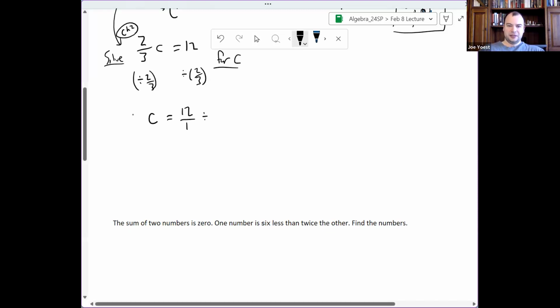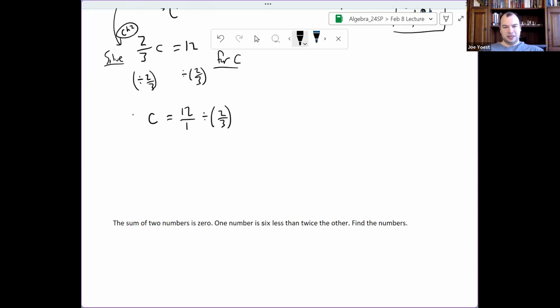divided by 2/3. Now I have to simplify. I know if I'm dividing by a fraction, I invert and multiply. I can divide out the 2 with the factor of 2 in the 12, leaving me with 6. And I get C equals 18. That's the solution to my equation.